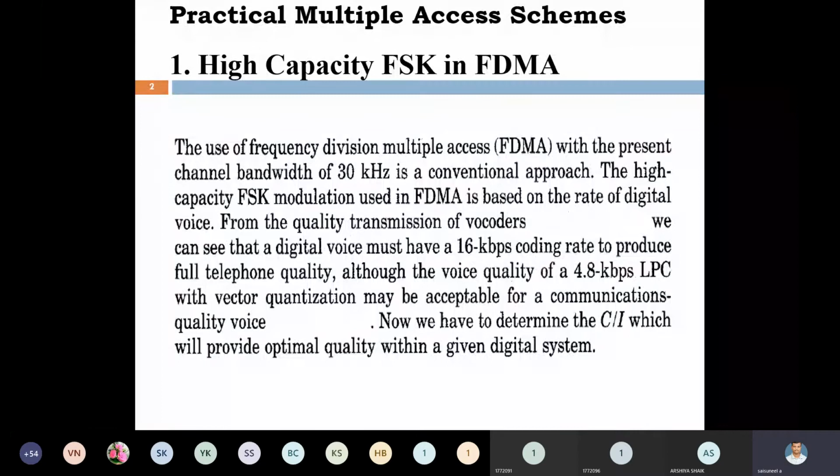Now, how to calculate the C by I ratio. You know how to calculate C by I once you are given the frequency reuse distance and K values. I think we discussed it in the third unit. With the C by I calculation, we have different conclusions: C by I greater than 18 dB, less than 18 dB, equal to 18 dB, like this. Now suppose C by I is directly given. How to calculate the K value?